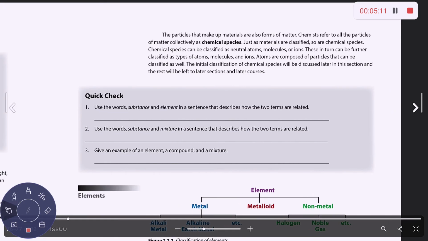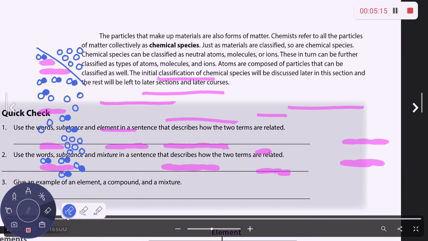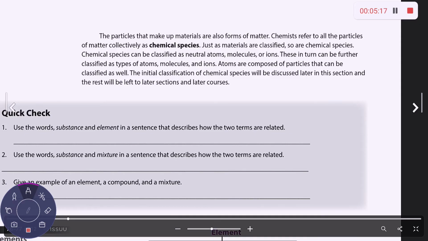Anytime we're talking about the different particles that are involved in matter, we may call them a chemical species, or we may just call them a species. Okay, so the word species is something that we use to refer to things like atoms, molecules, or ions. Okay? All right, let's take a look at the next part.